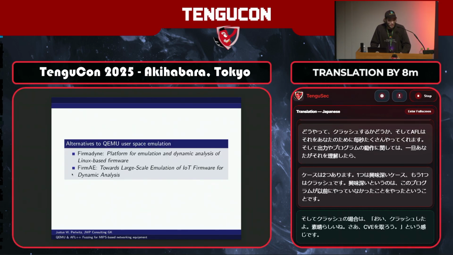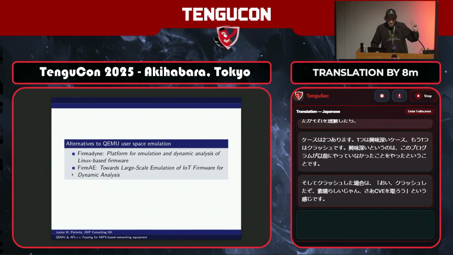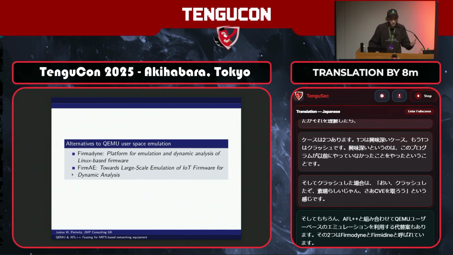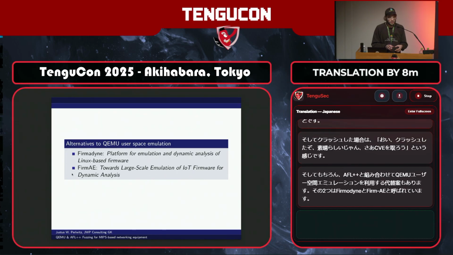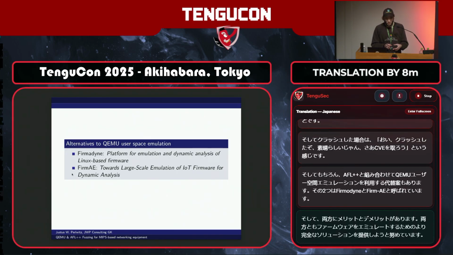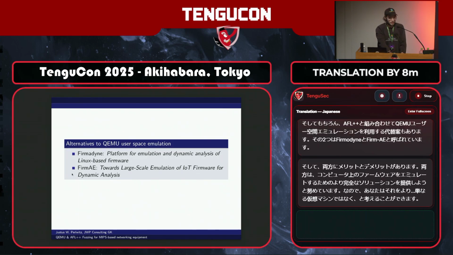And of course, I would like to mention that there's alternatives to using QEMU user space emulation together with AFL++. Two of them are called Firmadyne and FirmAE, and they both have their benefits and drawbacks. Both of them try to be a more complete solution to emulating the firmware on your computer, so you can think of it more as a virtual machine as opposed to just looking at a single part of the firmware. For my purposes, that's too complex. I would like to run something lighter so that I can focus on just one target.